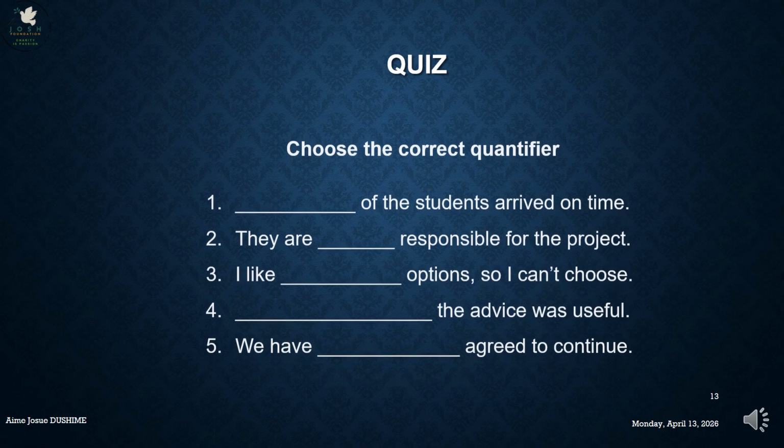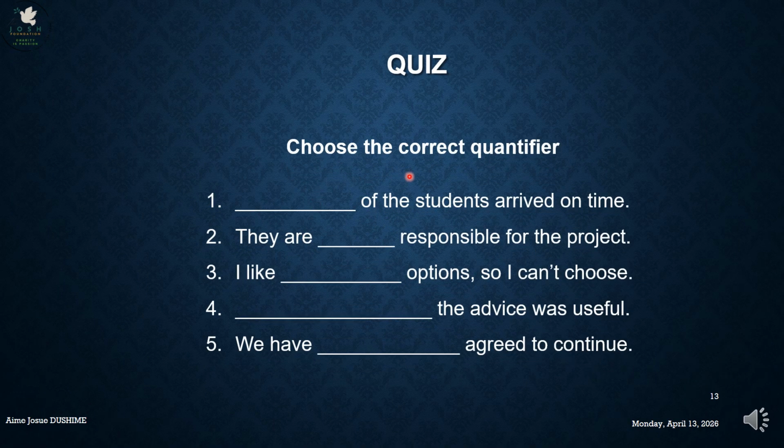Let's do this quiz. Choose the correct quantifier between all and both. Dash dash of the students arrived on time. They are dash dash responsible for the project. I like dash dash options, so I can't choose. Dash dash the advice was useful. We have dash dash agreed to continue.